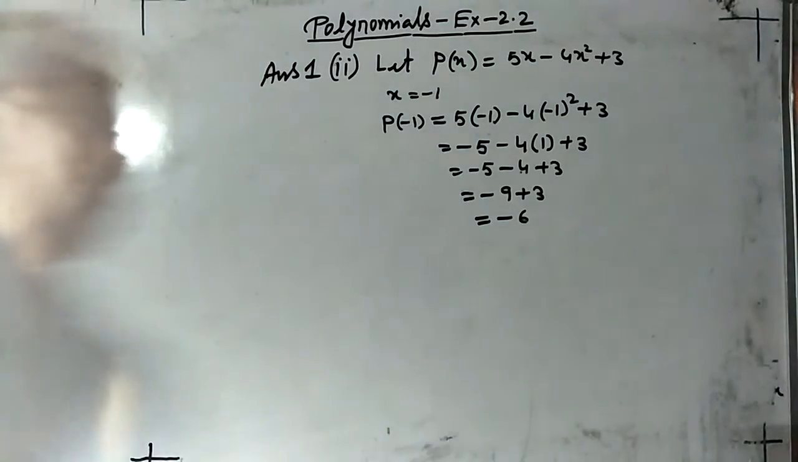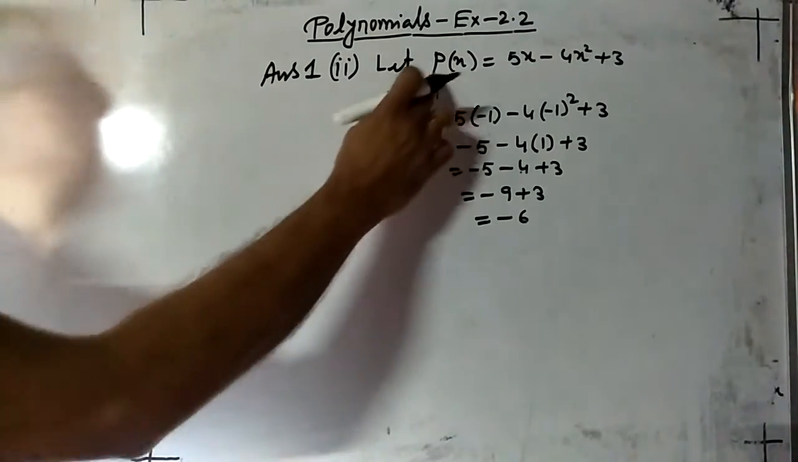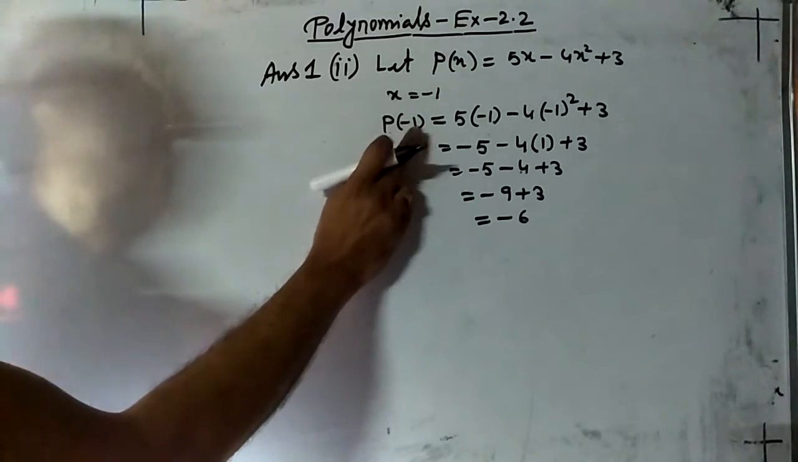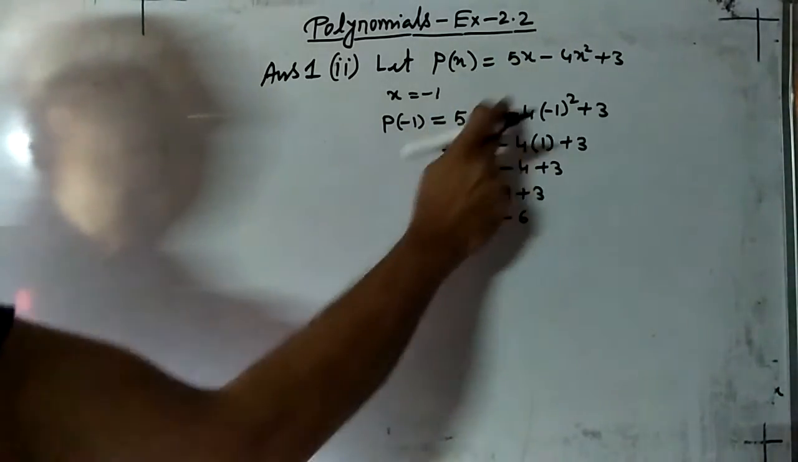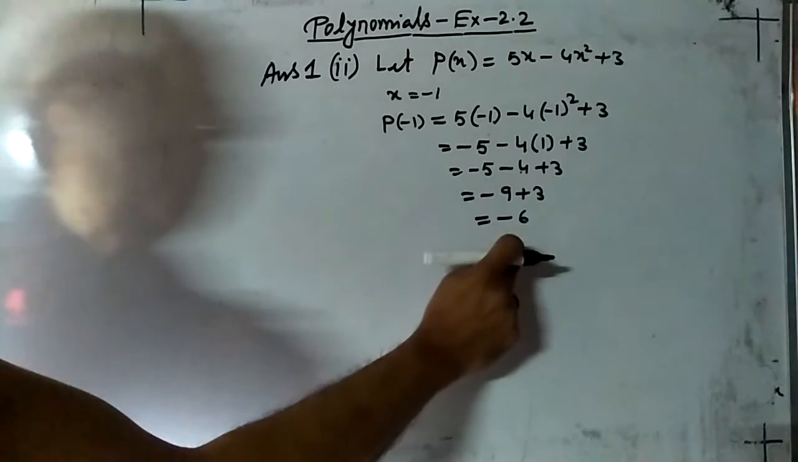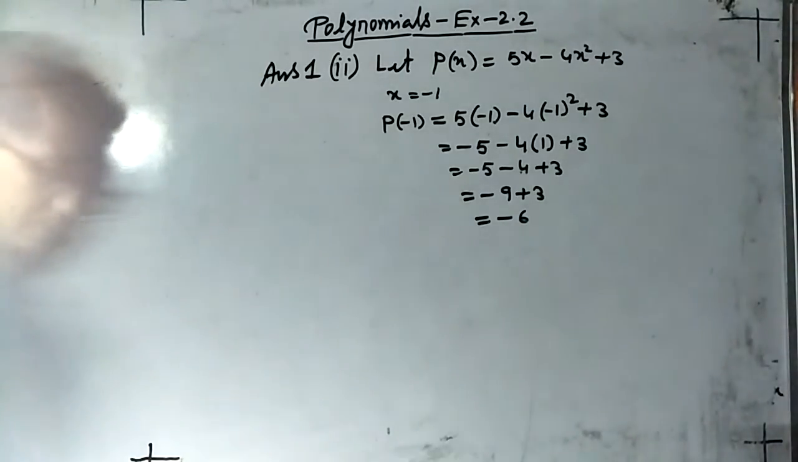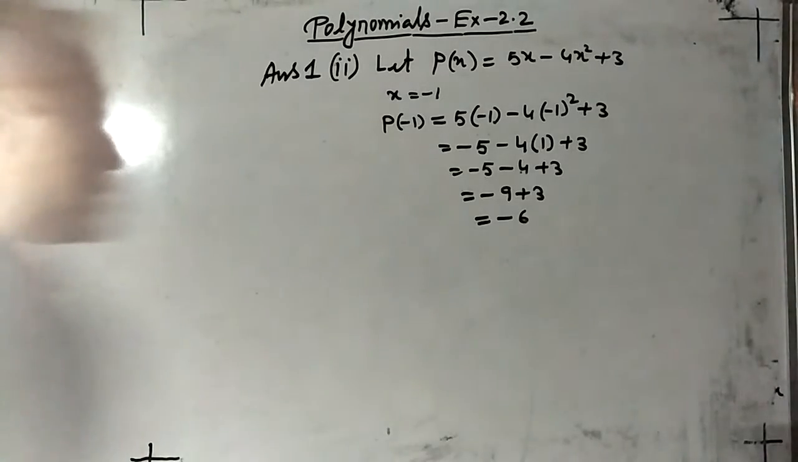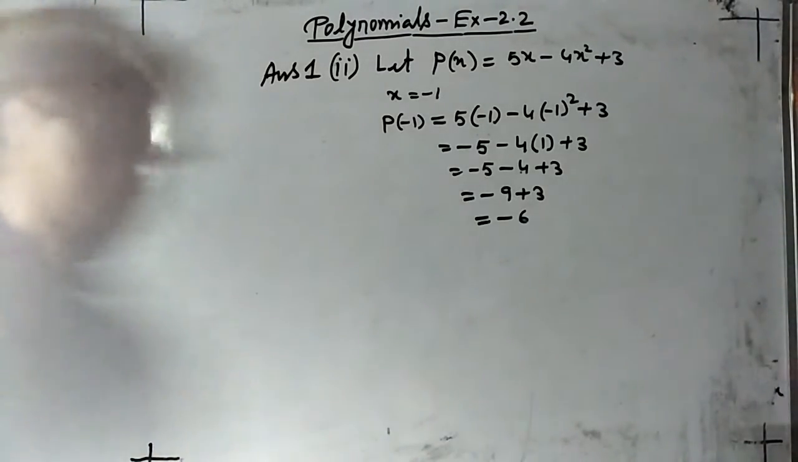Okay, clear? That means at x equals minus 1 we have to find p(x), then we have to find p(minus 1). That means we put the value of x as minus 1 and we'll get minus 6. This is question number 1. Then question number 2 is also a similar type. That's why I am not showing question number 2.